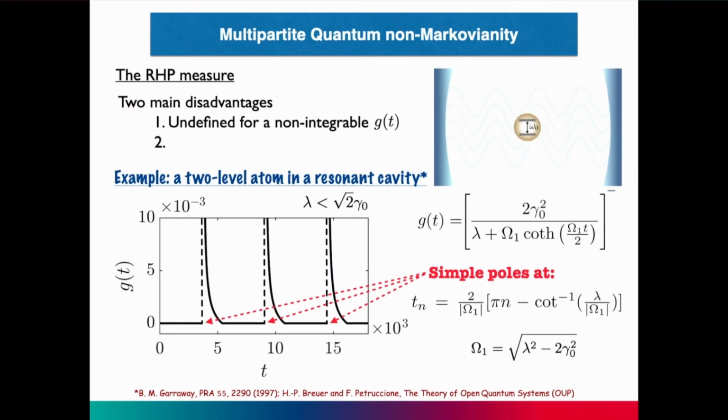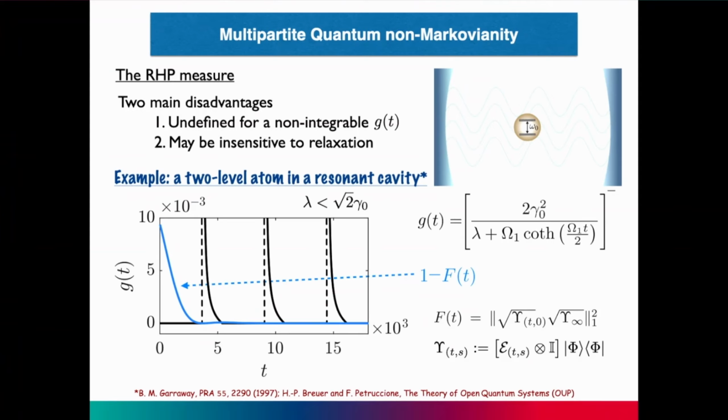And even if this was not the case, the function g of t is periodic while the dynamics is relaxing. So the measure seems to be insensitive to relaxation. And we can see that with this plot of the fidelity between the Choi matrix at time t and the Choi matrix at infinity.